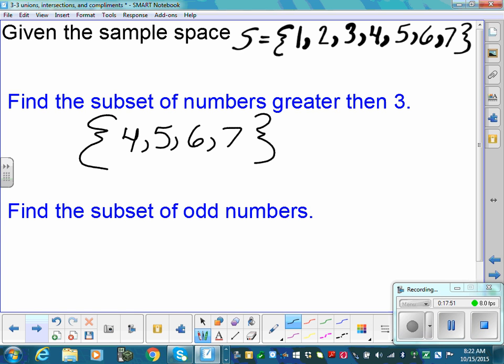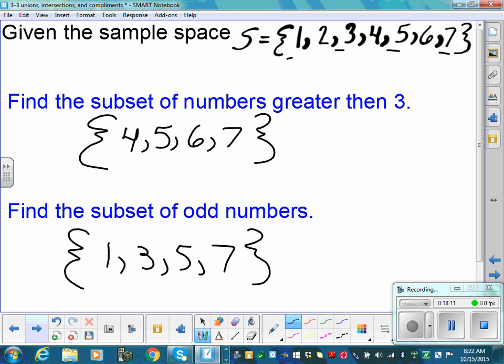Not too bad, right? So find the subset of odd numbers. So now we're doing a smaller set of the entire sample space. So odd numbers, you look at your sample space. What are odd numbers? 1, 3, 5, and 7. There's our subset. No questions? Make sense? We're all good. Okay.